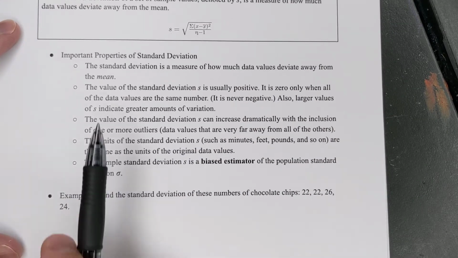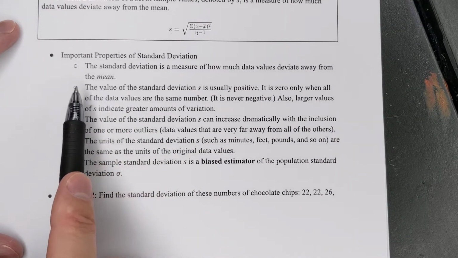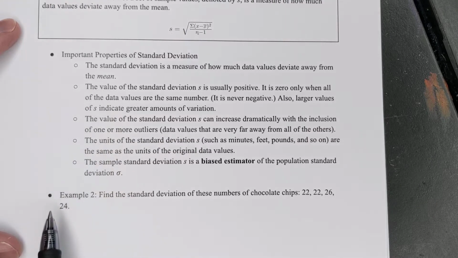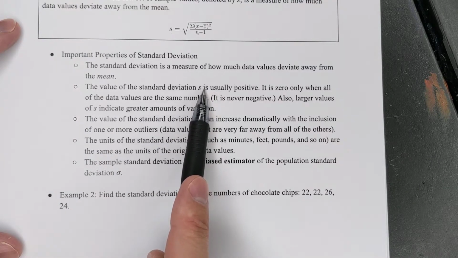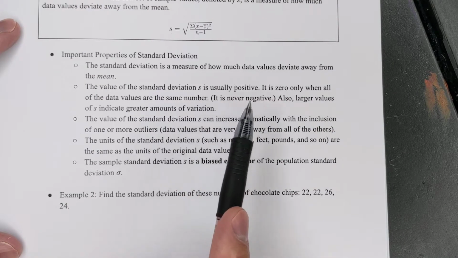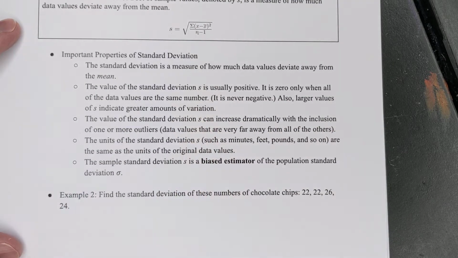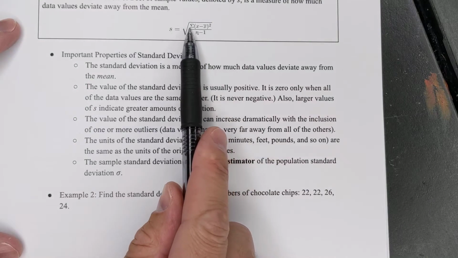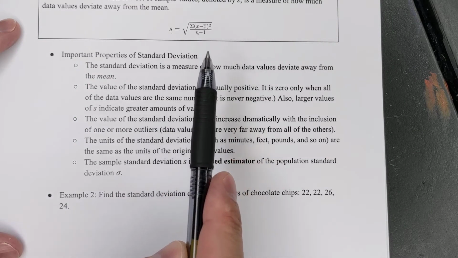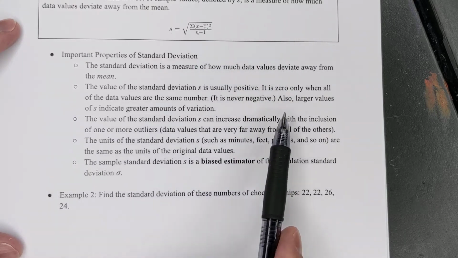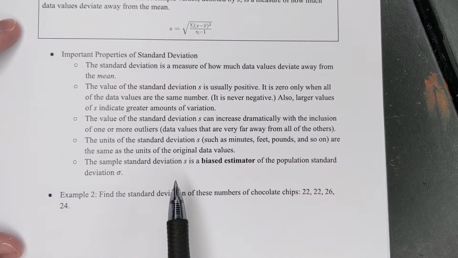So here we've got some properties. It measures how far the values differ from the mean. It's usually positive. It'll never be negative. It might be 0. It has to be non-negative because you're taking a square root, and you can't take the square root of a negative number. Since S is measuring the distance from the mean, that's why it's never negative. It's 0 if they're all the same number.